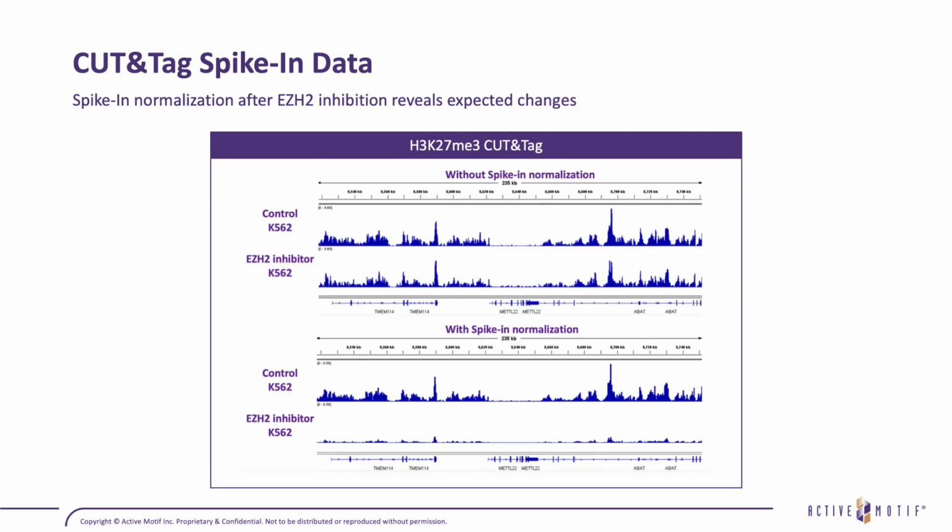We then went back to our EZH2 inhibitor model just to show that our cell titration model was relevant. Again, here we used the GSK125, which is a different EZH2 inhibitor. We did H3K27 trimethyl CUT&Tag, and without normalization, we don't see the expected decrease in H3K27 trimethylation. With the spike-in, we see this dramatic global reduction in H3K27 trimethylation.